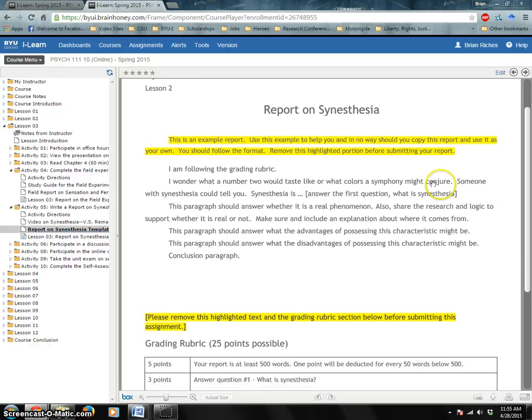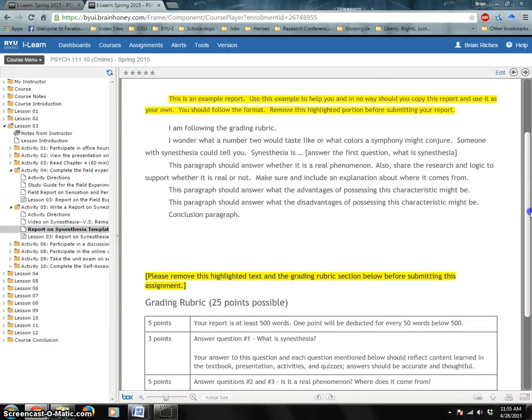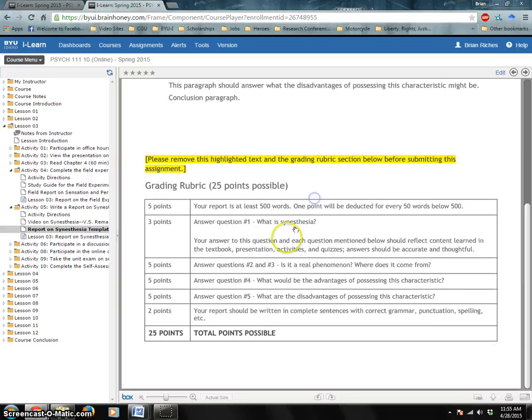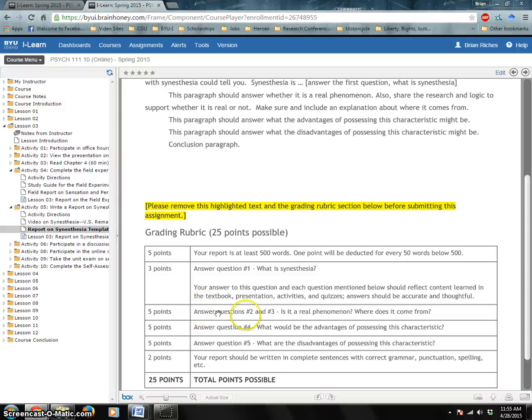So here is the example report. This is obviously super short. This is not what I'm looking for. You can see here your report should be at least 500 words. You should be answering these questions in your report. One thing I see commonly is a student will paste this question and then write a short, half paragraph or something like that about this question.